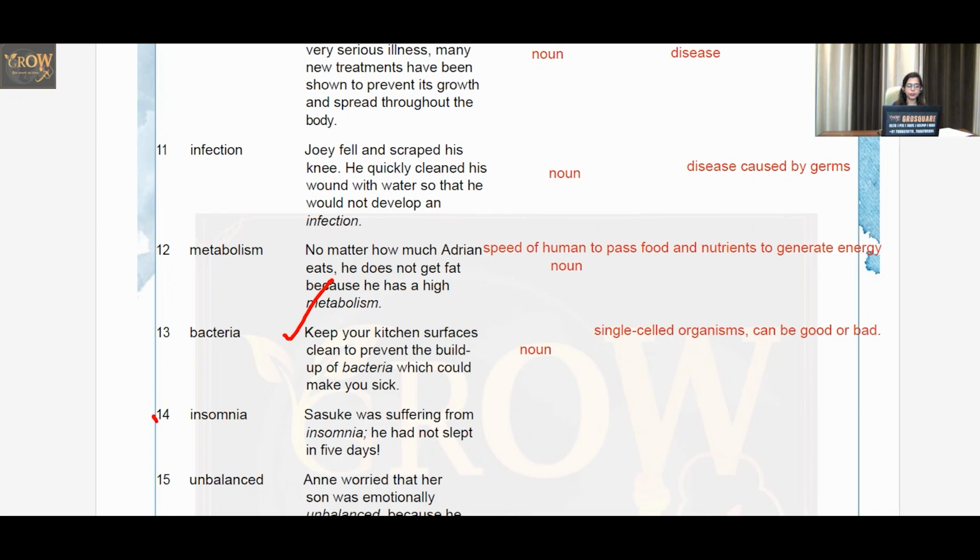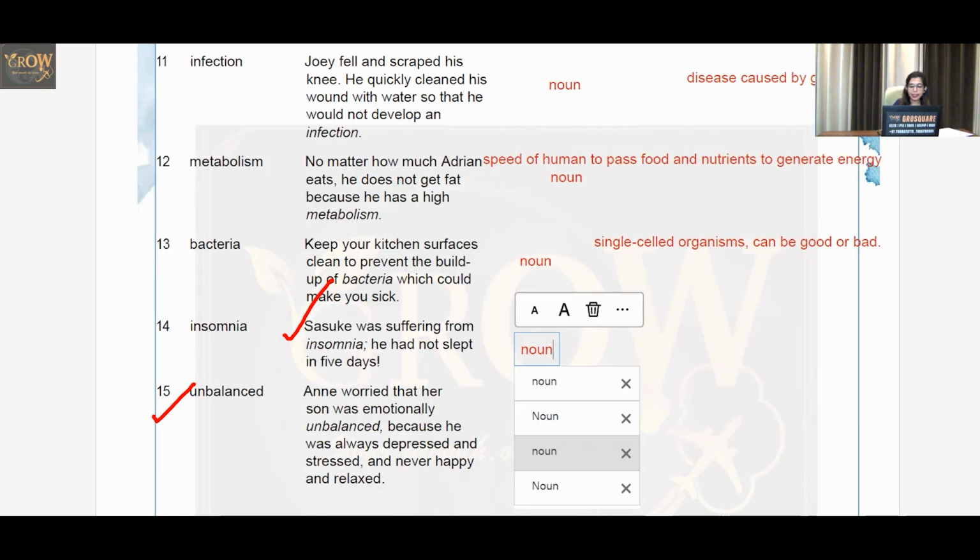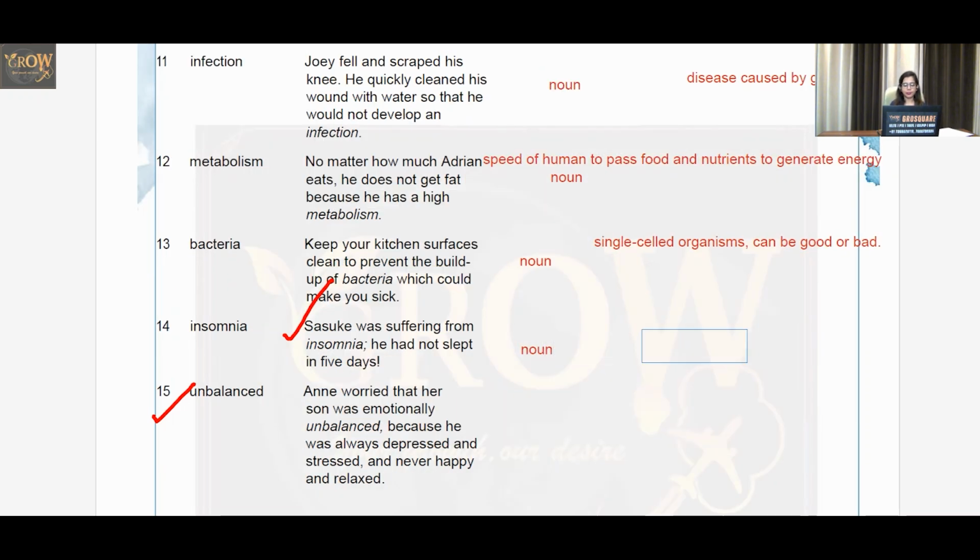Let's move ahead towards the 14th one. So insomnia, what is it? This is basically again the name of something, so we would be writing it as noun, and the definition of it can be lack of sleep or a situation when a person is unable to sleep. Now let's read the example. Sasuke was suffering from insomnia. He had not slept in 5 days. That means he is suffering from insomnia. वो 5 दिन में सो नहीं पाया है, right?